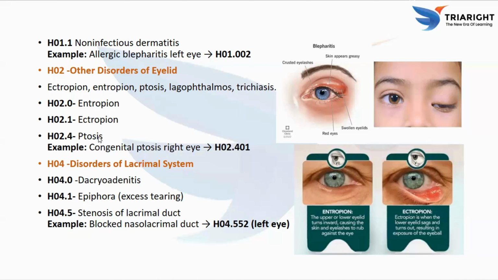So next, coming to ptosis. Ptosis refers to the drooping of the upper eyelid due to a congenital abnormality, muscle weakness and also nerve damage. So whenever congenital ptosis right eye is diagnosed, you have to assign code H02.401. In this code, H02 denotes ptosis, 0 for unspecified type and 1 for right eye.